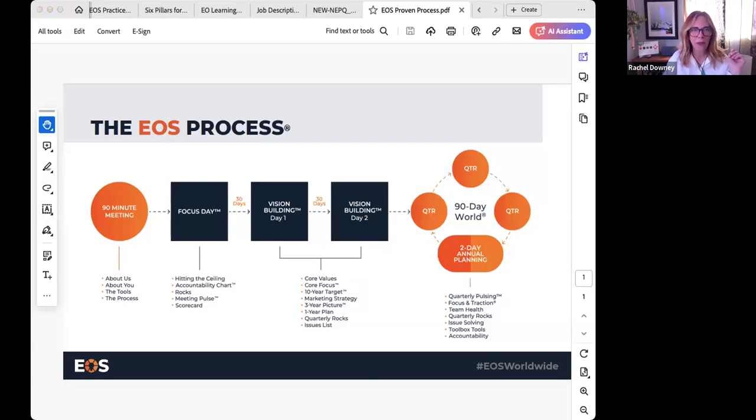So first of all, this is something you're familiar with, the EOS proven process. It's worth noting that integrating EOS into your company requires a certain level of mastery on the behalf of the leadership team, as well as a clear plan and your commitment to make sure it sticks. So every culture is a little bit different. There's no specific formula to take EOS company-wide, but there are these general guidelines that I'm going to share today.